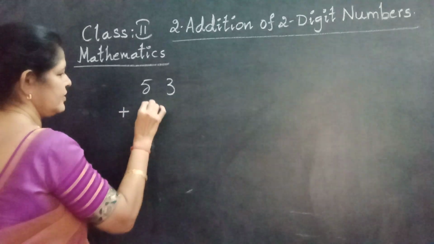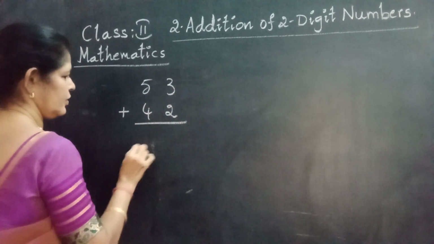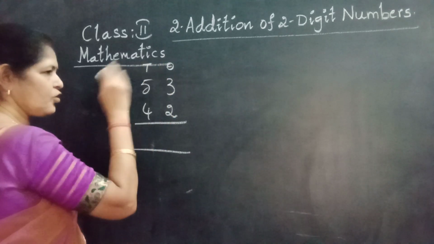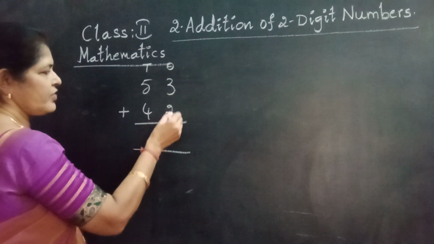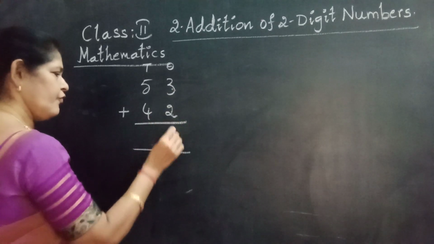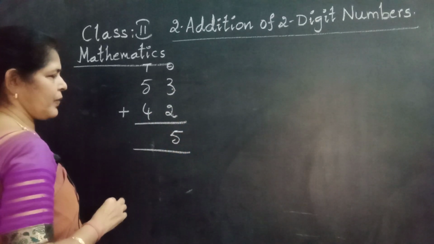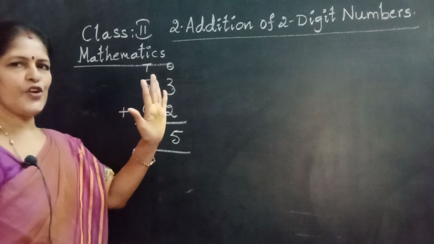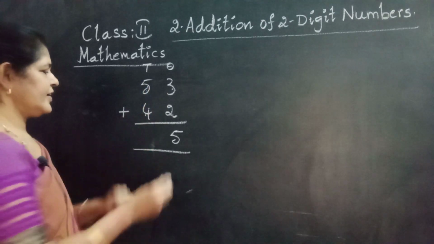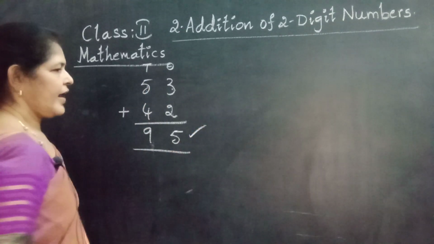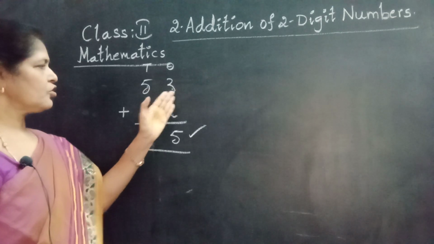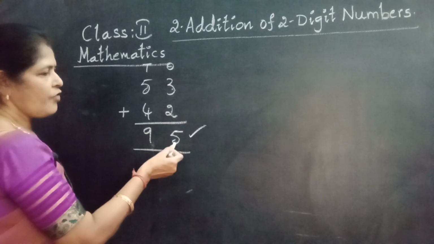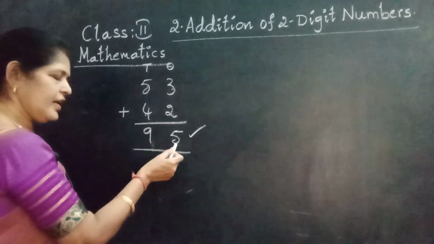53 plus 42. Addition starts from the ones place, then go to tens. The ones place has 3 and 2. 3 plus 2, 5. Very good. Write it in the ones place. Now adding tens. 5 plus 4. Take 5 fingers, then 6, 7, 8, 9. We get the total 95. This is 2-digit, 2 lines without regrouping. Without regrouping means after adding ones we get only a single-digit number.